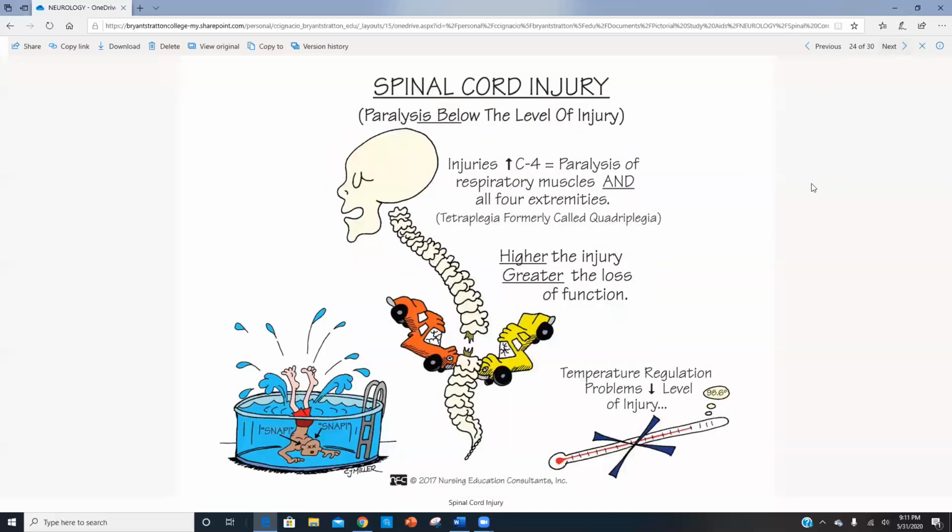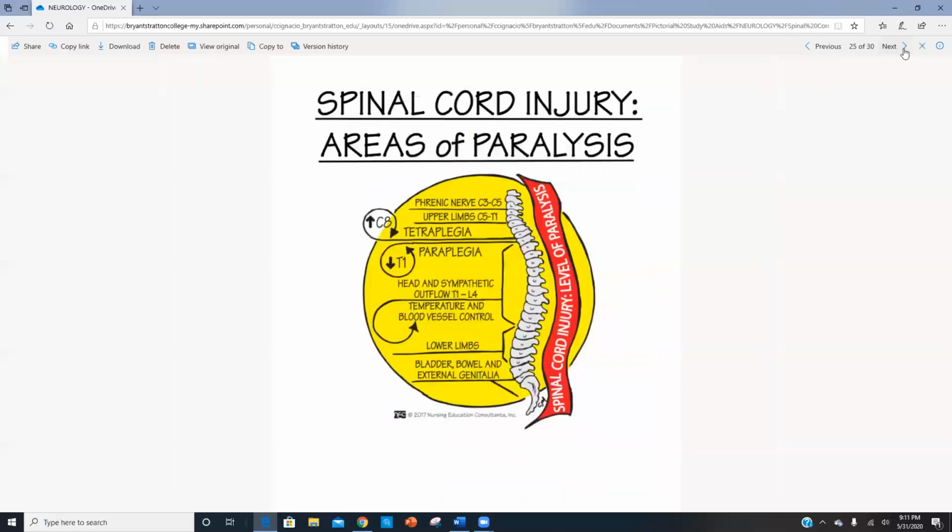All right, spinal cord injury. We talked a little bit about it in previous slides, but the higher the level of the injury, the more severe the side effects the patient will face. If there's an injury at the level of the cervical vertebrae, everything below that particular vertebra is going to be affected. So the higher the injury, the greater the loss of function in your patient. Again, this is another slide about spinal cord injury and the areas of paralysis.